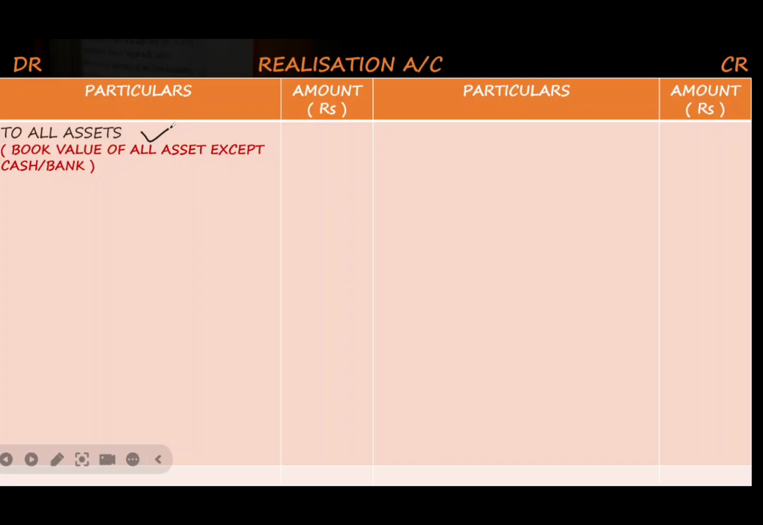So all the assets except cash or bank, we have to record on the debit side. The second step is that we have to write all the external liabilities on the credit side, excluding the internal liability. So under liabilities we had seen bank loan, creditors, bills payable, and any loan to an outsider will appear on the credit side of the realization account to close the external liabilities.